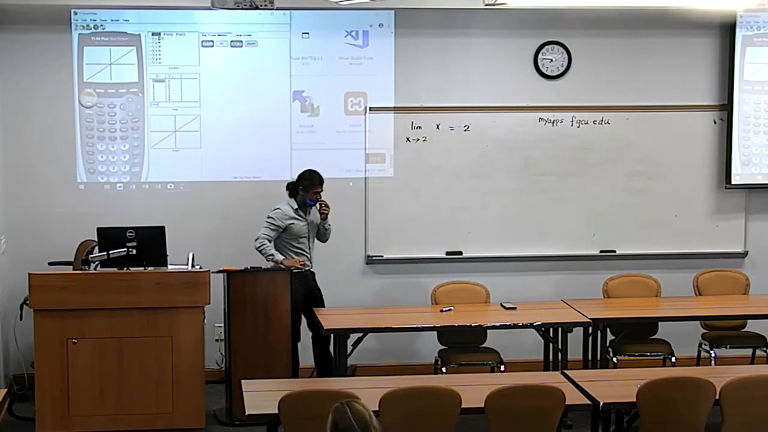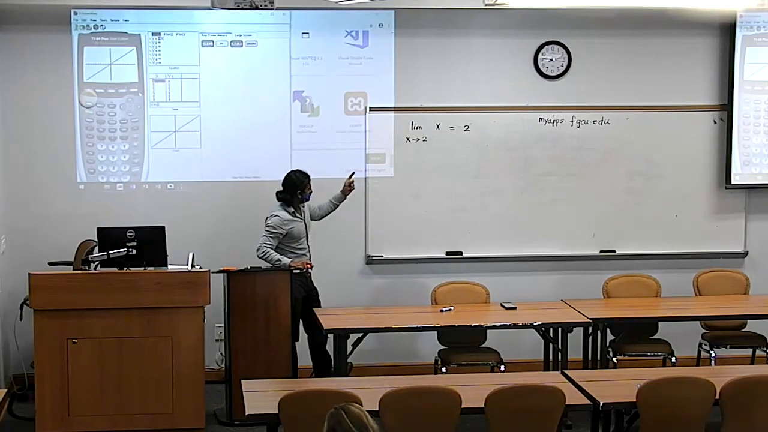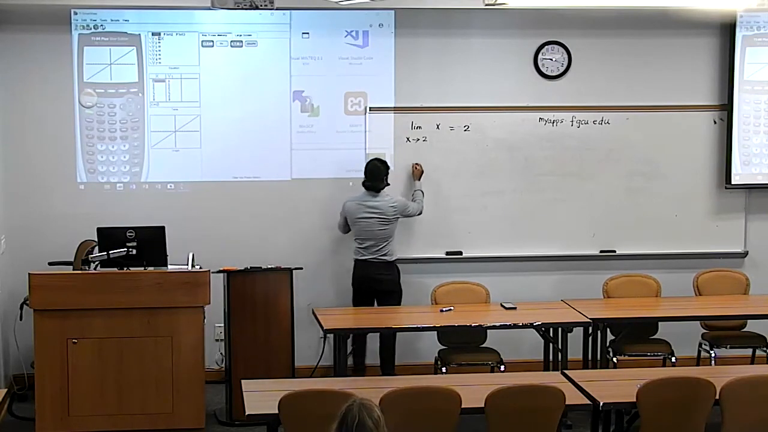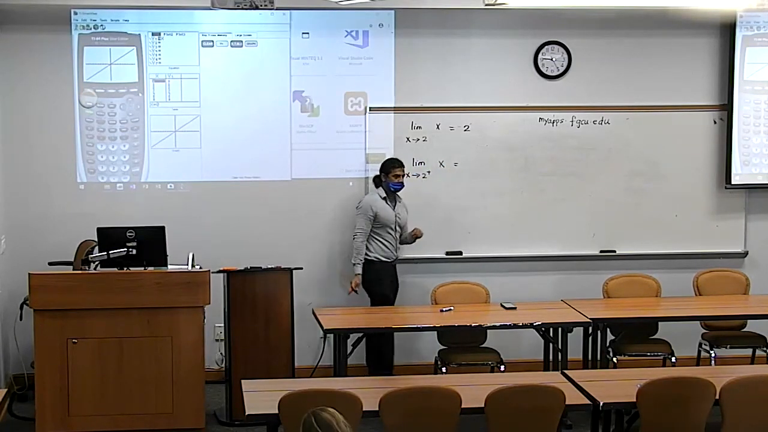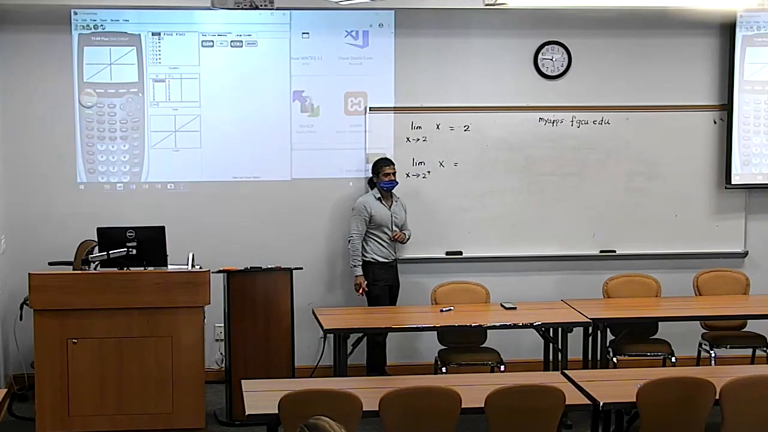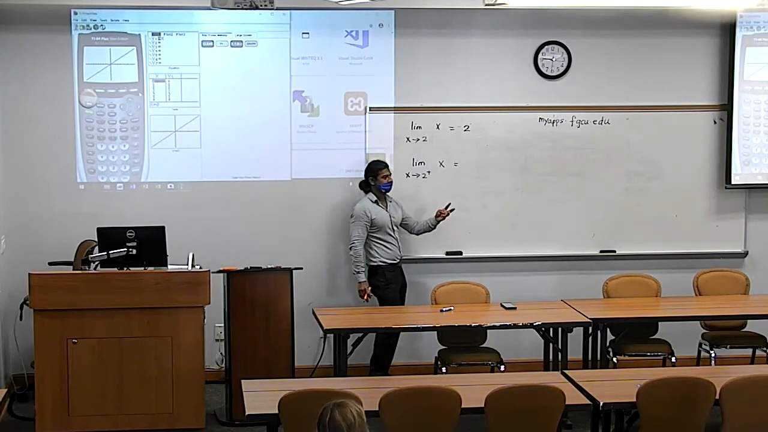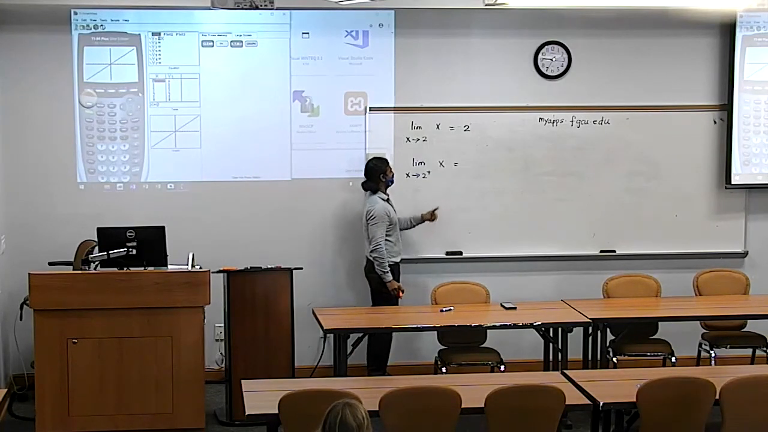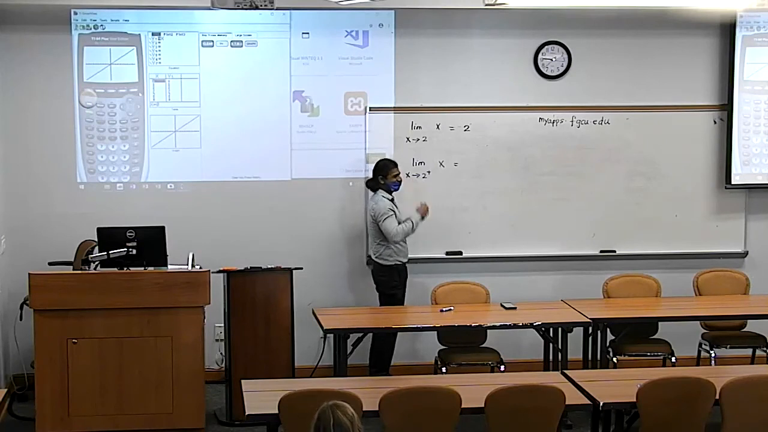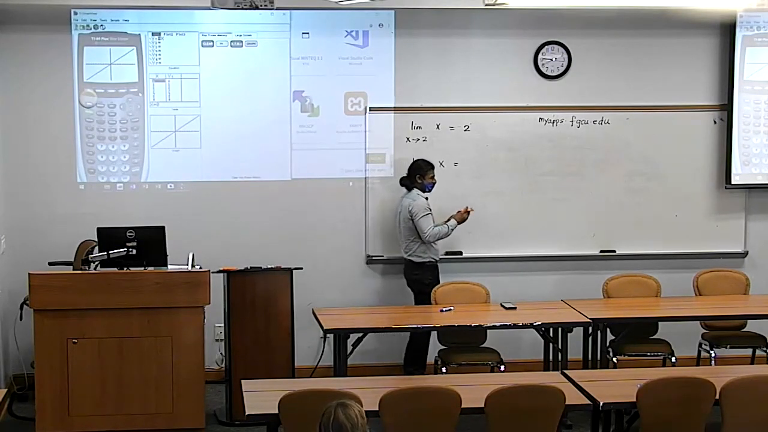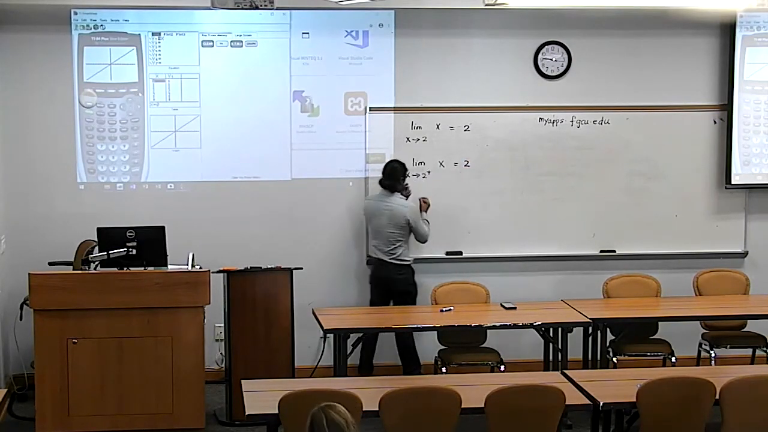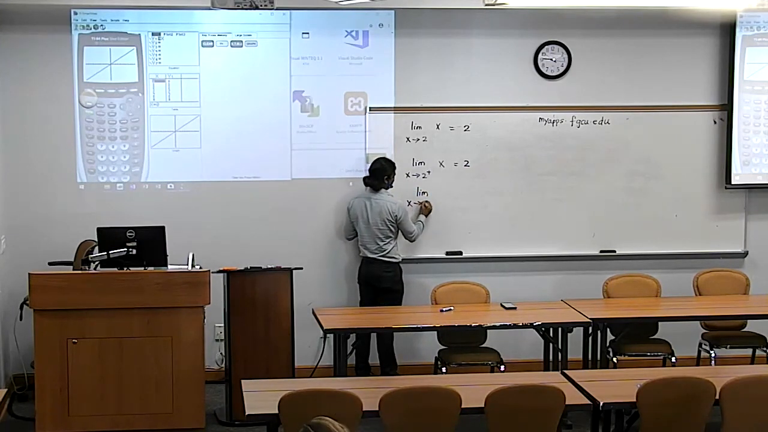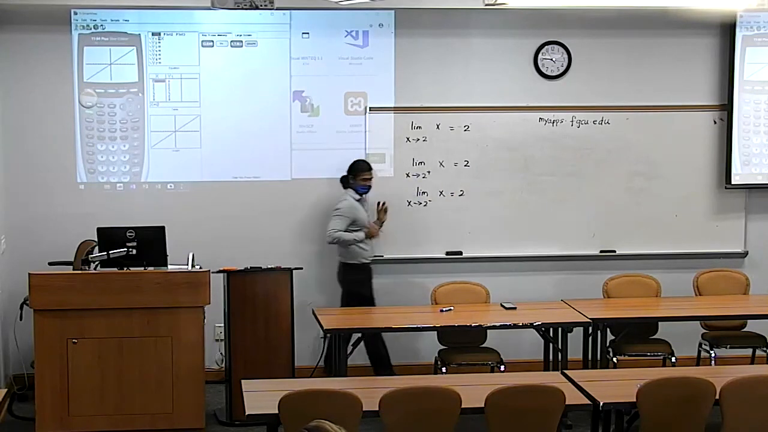Now that we've analyzed the limit as x approaches 2, we could do that reverse thinking and go for the limit as x approaches 2 from the right of x, and what would that equal? Ryan, it's 2, right? It's 2. What about the left limit? It's also 2. Good.